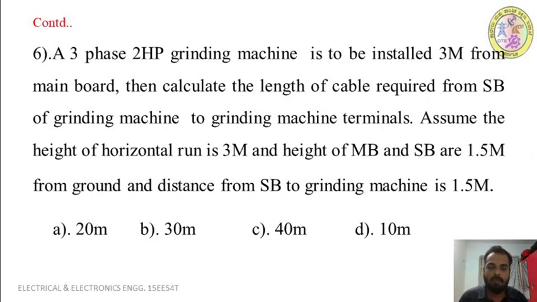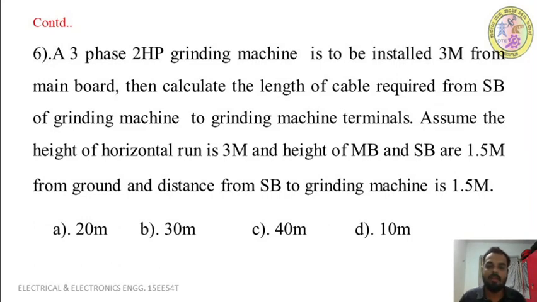Next we'll see the next problem. A three-phase 2 HP grinding machine is to be installed 3 meter from main board. Then calculate the length of cable required from starter board of grinding machine to the grinding machine terminals. Assume the height of horizontal run is 3 meter and height of main board and starter board are 1.5 meter from ground, and distance from starter board to the grinding machine is 1.5 meter. The options are A 20 meter, B 30 meter, C 40 meter, D 10 meter.